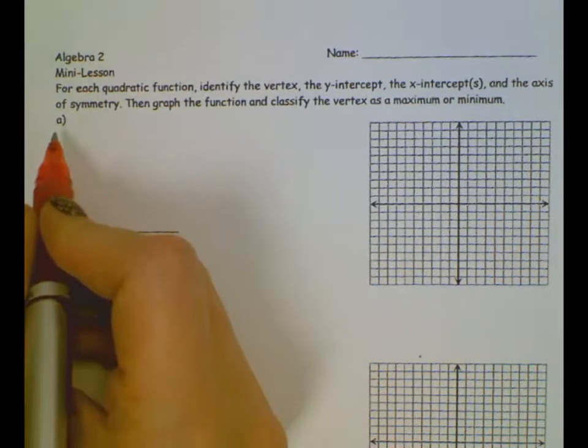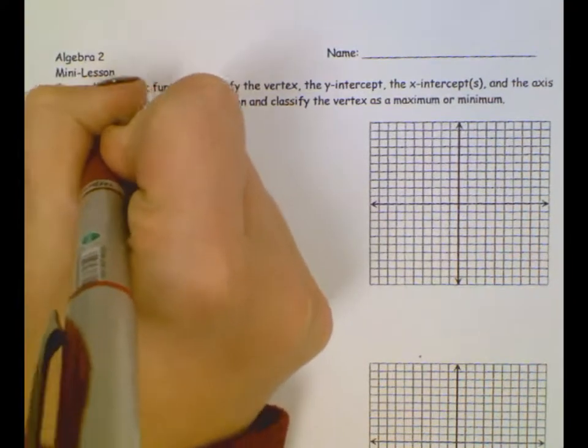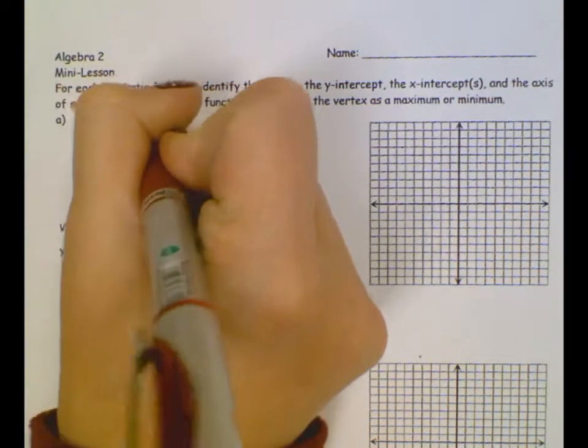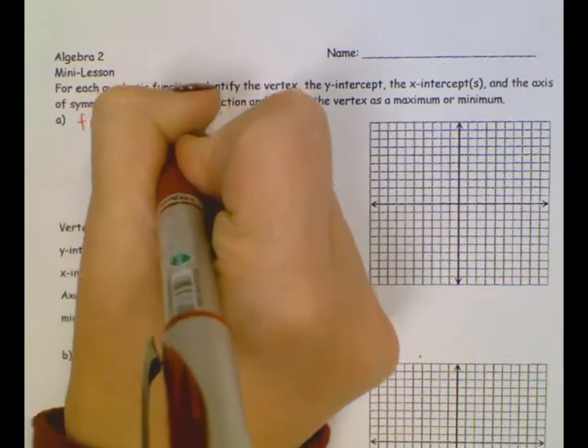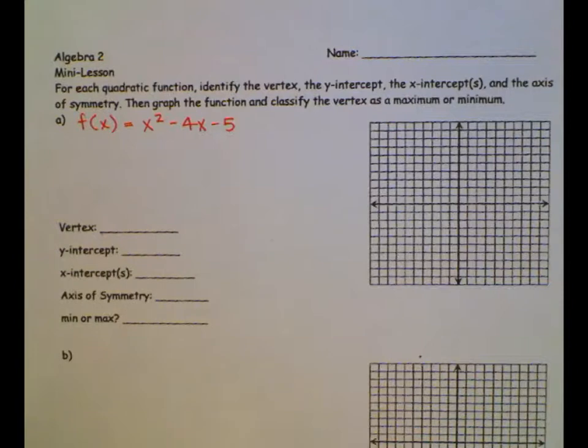So let's get the first equation down. Looks like I forgot to write them down, so let's write the first one down. It's f of x is equal to x squared minus 4x minus 5. And then we're going to answer questions about this quadratic equation.